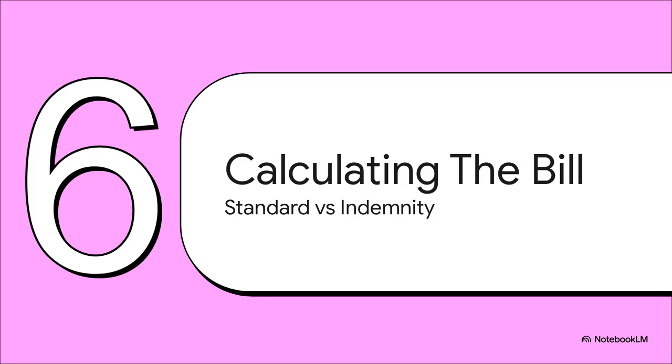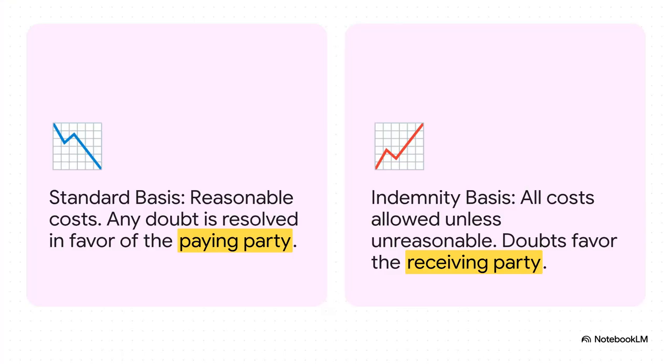Standard versus indemnity. The contrast here is massive. When a court orders costs, it has to decide how to calculate them. The standard basis is the default for party-to-party costs. It allows a reasonable amount for costs reasonably incurred. But here's the kicker. If there's any doubt about whether a cost was reasonable, that doubt is resolved in favor of the paying party. On the flip side, the indemnity basis, which is often used for solicitor-client costs or as a punishment, allows all costs unless they are explicitly unreasonable. And any doubt? That's resolved in favor of the receiving party. The indemnity basis is a much, much heavier financial hammer.